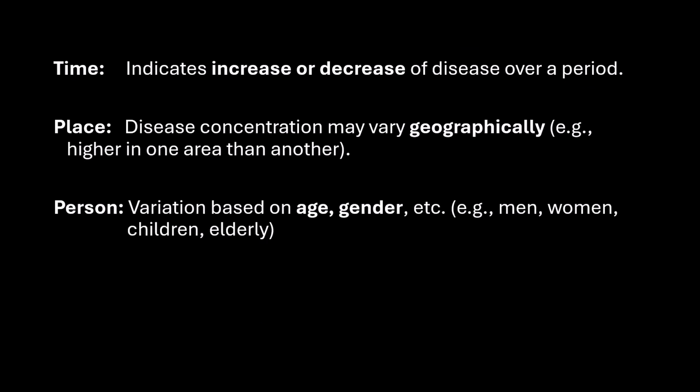Time indicates the increase or decrease of disease over a period. Like I already told, gestational diabetes occurs only during the pregnancy period. Or otherwise, dengue.